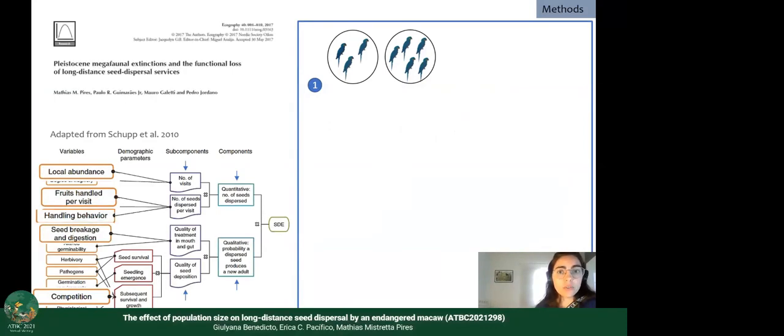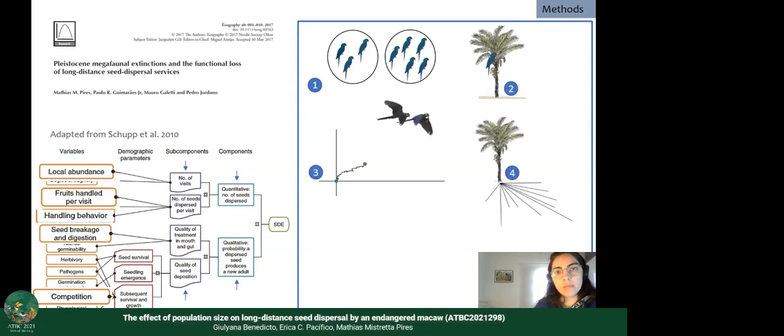And later, we used an individual-based model similar to the one developed for megafauna dispersal by Pires and co-authors. And here, each individual in the population of macaws performs a foraging event with a chance to perform a stomatochory event. And animal movement was simulated in models where individuals can move in any direction after removing bunches of licuri. In the end, we obtain potential seed dispersal kernels.